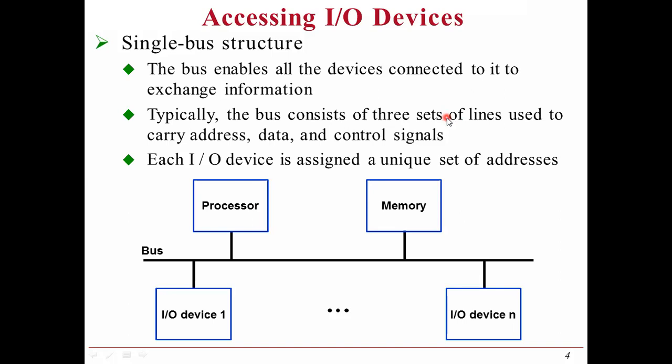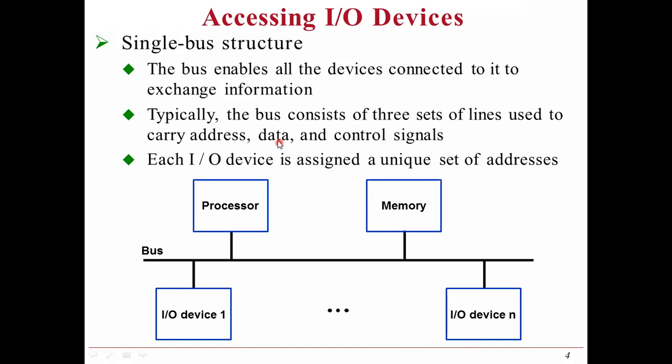Data lines tell the word length of the processor. Next, control lines. Control lines mean all the activities are coordinated by the control lines.